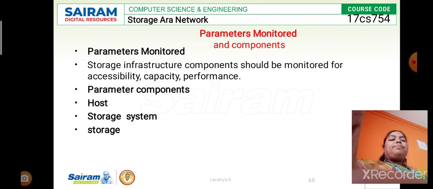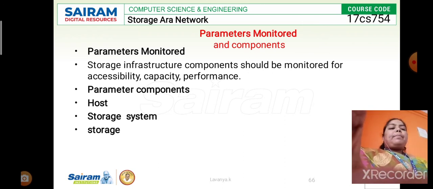Then what is performance? Performance is nothing but the hardware as well as the software performance, meaning the total cloud environment, or it may be the storage infrastructure environment. The cloud or the storage, both are the same. We store the data either in the cloud, or by using storage devices in the infrastructure manner.